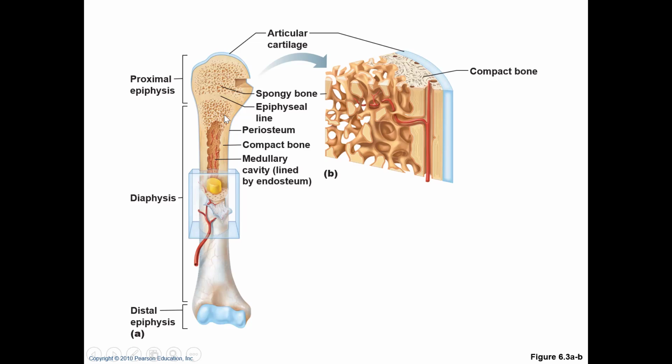Your bone is very well vascular. You'll see blood vessels penetrate into the bone. It's not like cartilage. Cartilage, however, you don't see blood vessels. You refer to that area as avascular.